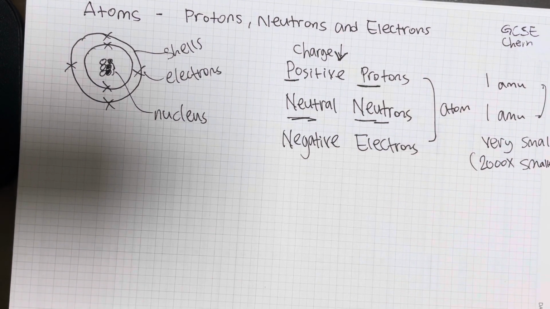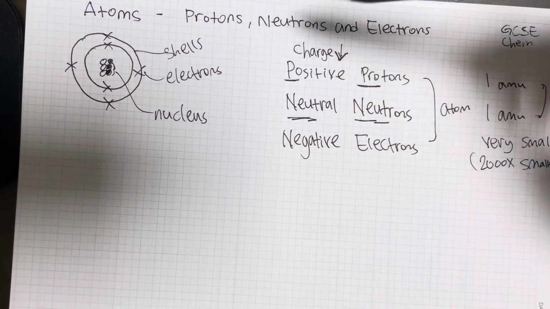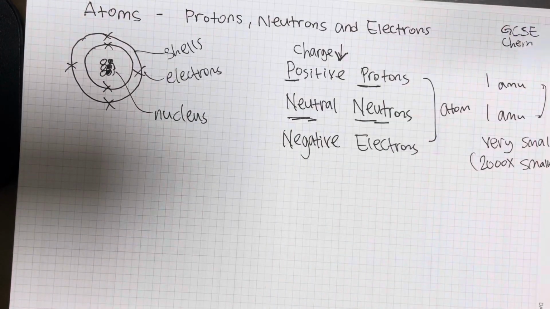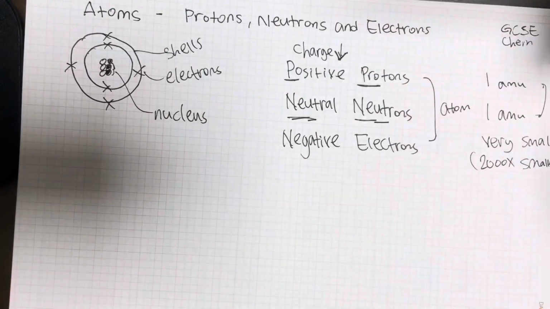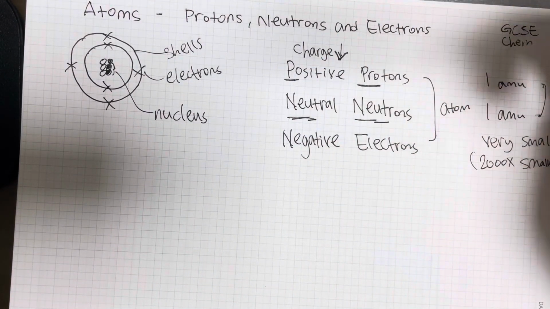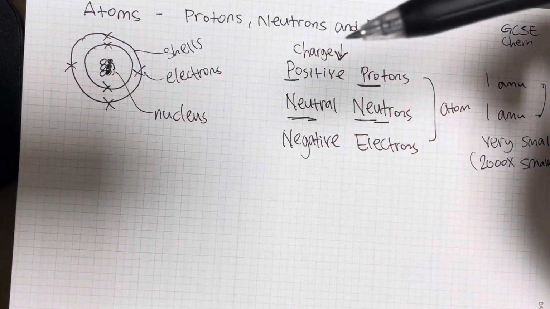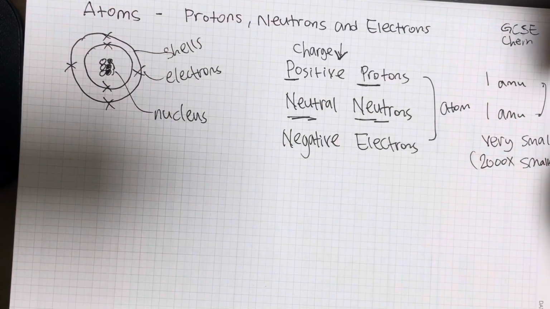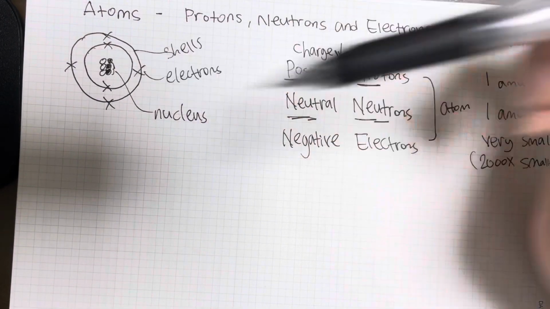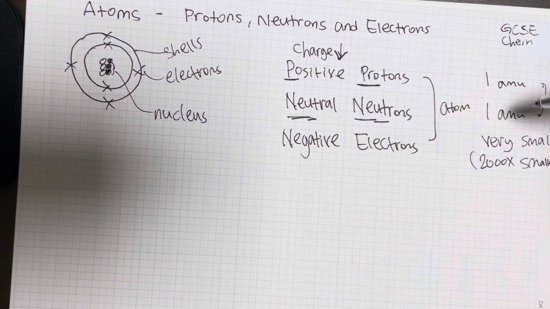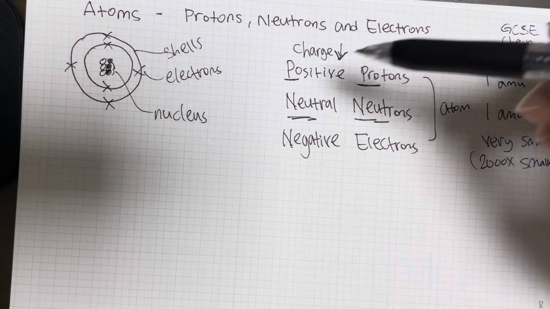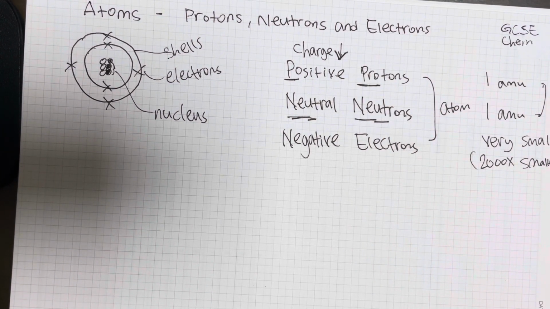So, in summary, atoms are made up of protons, neutrons, and electrons. We have the nucleus in the center of the atom, kind of like cells, and it consists of the positive protons and the neutral neutrons. Surrounding it, we have negative electrons, and they surround the nucleus in what are called shells. Positive protons have a mass of 1. Neutral neutrons have a mass of 1. And negative electrons have a mass of very small, which is roughly 2,000 times smaller than positive protons and neutral neutrons. That's pretty much all you have to know about protons, neutrons, and electrons.